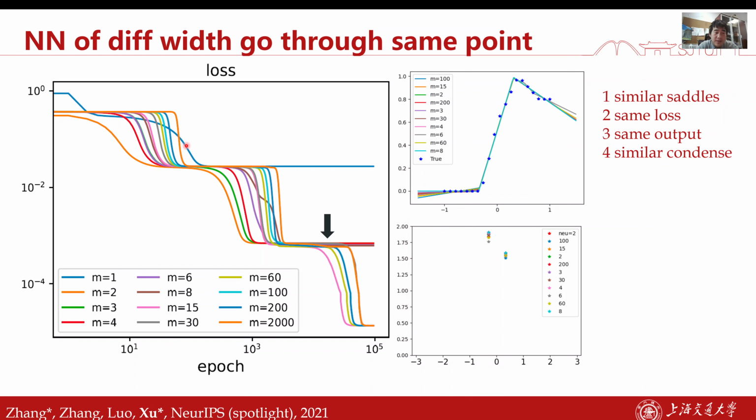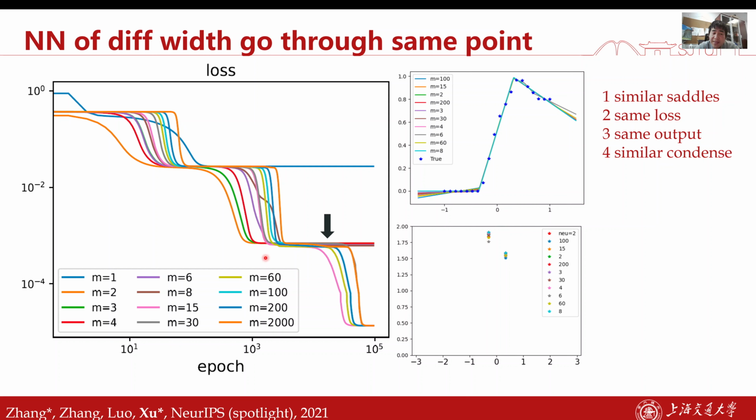So these curves show the loss function of different networks, and they have very, very much similarity. They have this plateau and the same loss position. So here's an example. We pick this plateau out and plot the output of networks at this loss. And they are shown here. They are quite similar, right? And we can also plot their condensation. They are also very similar. This is the orientation, this is the amplitude, and they are very similar.